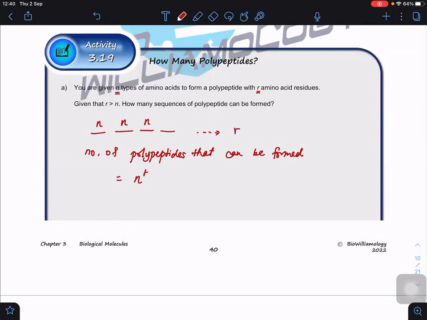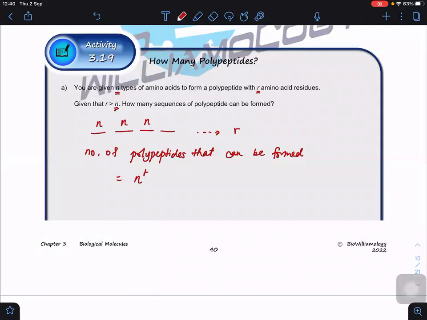Do I need to ask whether I need to repeat or not? Definitely we have to repeat, because n is less than R. The number of choices that I have is less than what we want. So we have to repeat, no choice, right?